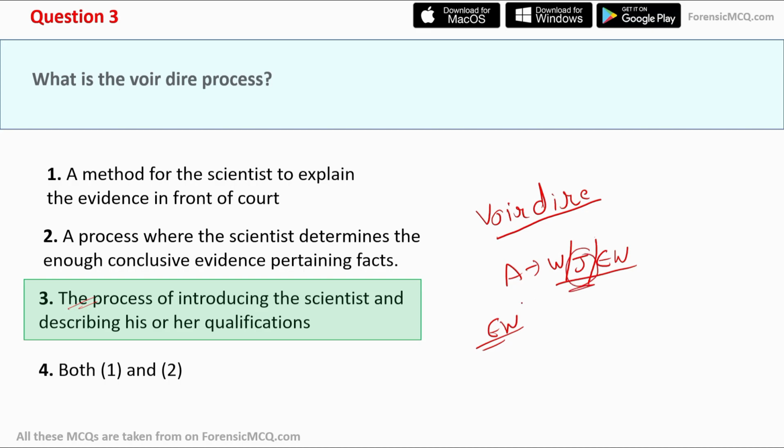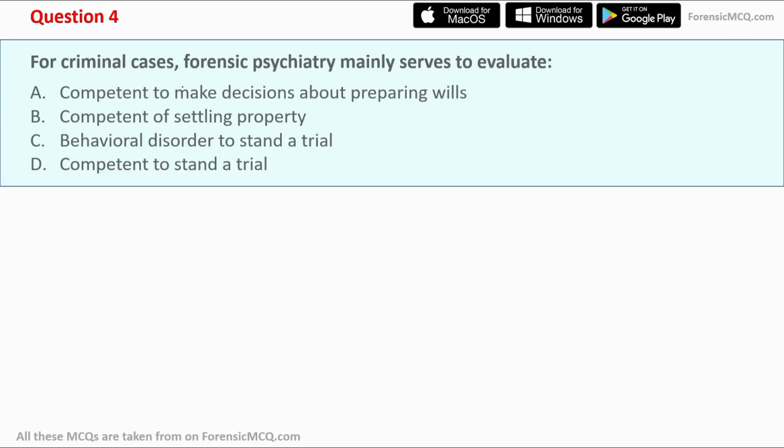Now let's move to question number four. For criminal cases, forensic psychiatry serves to evaluate: A, competent to make decisions about preparing a will; B, competent of settling property; C, behavioral disorder to stand a trial; D, competent to stand a trial. As the question clearly says, for criminal cases, as you know, there are two main types of cases. First is the criminal cases, and second is the civil cases.